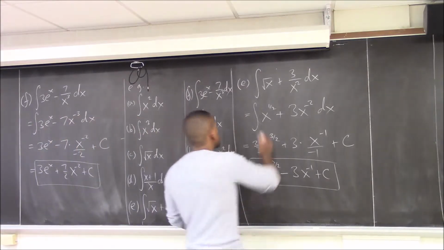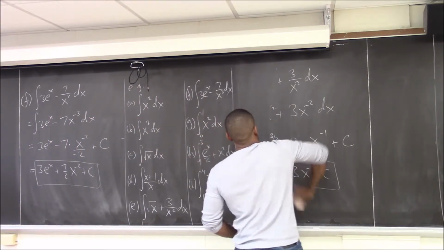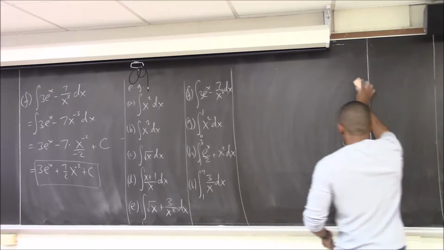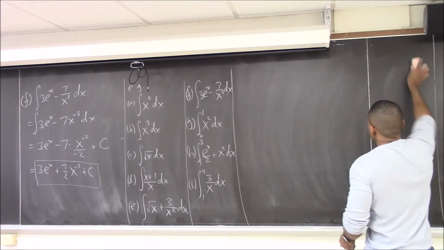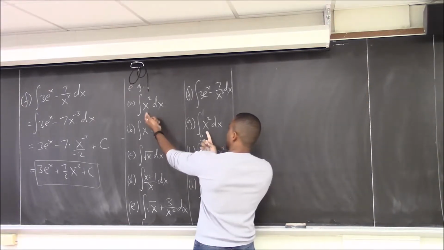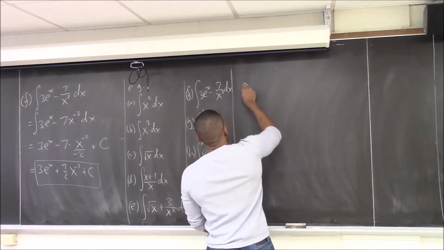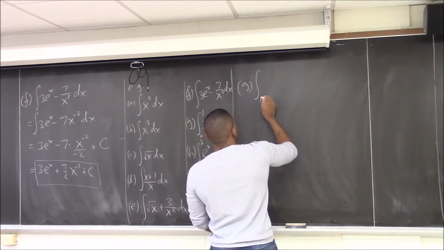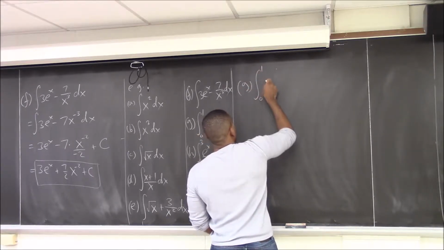Let's look at G. Now the function itself doesn't look that complicated. In fact, we actually dealt with it before. But there's a difference with this one. It has numbers on the integral.